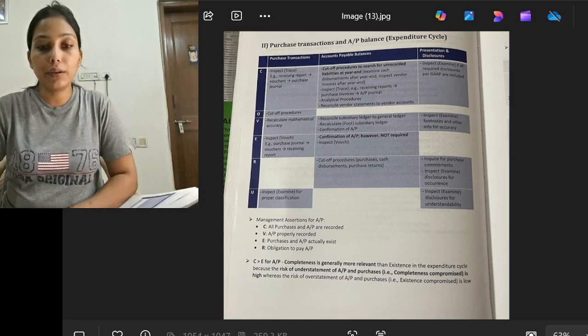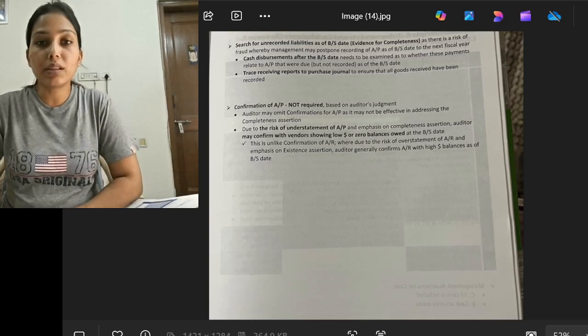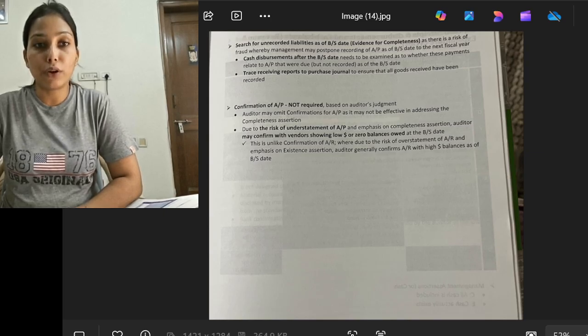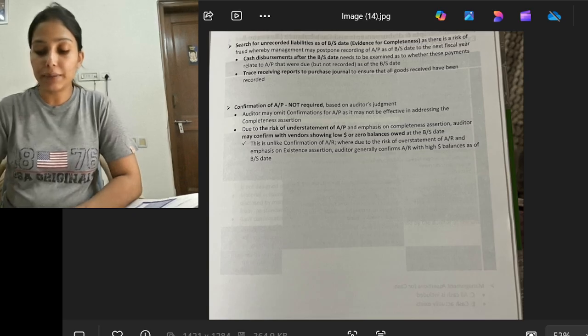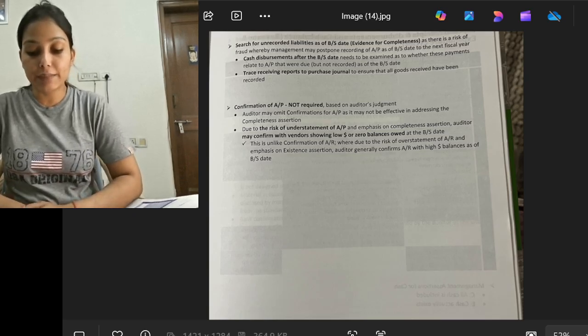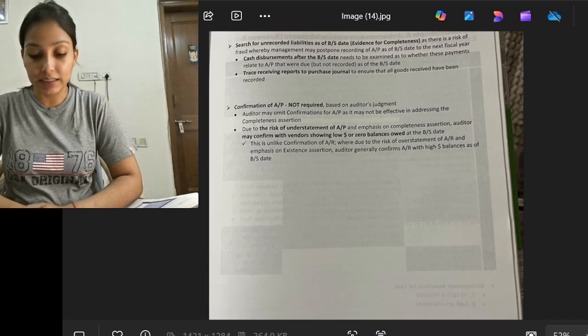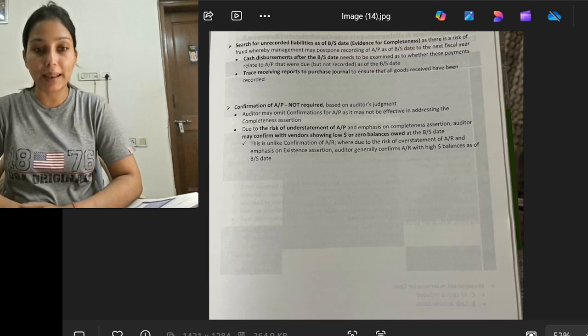After that, we will also perform the search for unrecorded liabilities as at the balance sheet date. This will be the evidence for completeness. There is a risk of fraud whereby management may postpone recording of AP as of the balance sheet date to the next financial year. Cash disbursements after the balance sheet date need to be examined as to whether these payments relate to AP that were due but not recorded as of the balance sheet date, and receiving reports are traced to the purchase journal to ensure that all the goods received have been recorded or not.